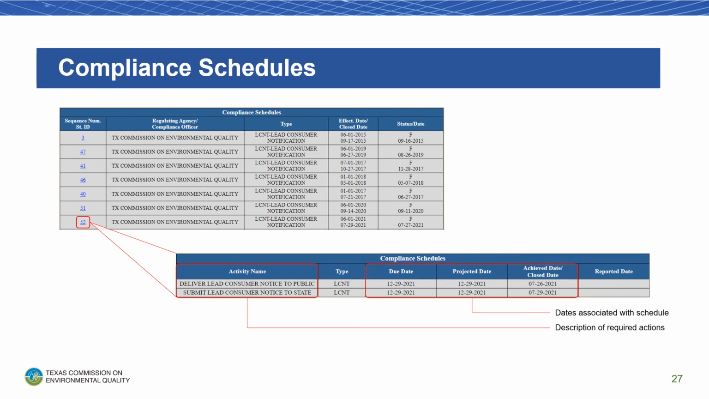You can access more detailed information about each compliance schedule by clicking the blue link in the Sequence Number State ID field. The Activity Name field describes the actions that are required for the schedule. In this example, the lead consumer notification requires that systems send their notice out to both their customers and the TCEQ. So there is an activity listed for each requirement. The due date, projected date, and achieved date/close date fields provide information about the dates associated with the schedule. The due date field specifies when each activity must be completed, and the achieved date/close date field indicates the actual date that each activity was completed by the system.